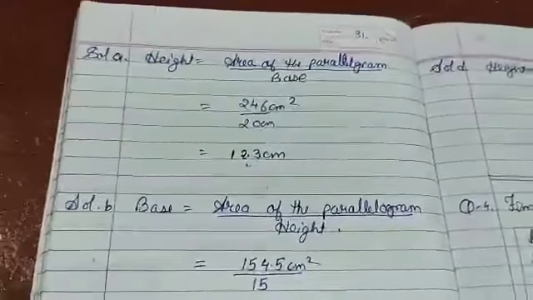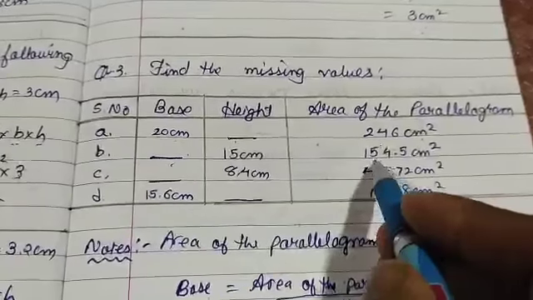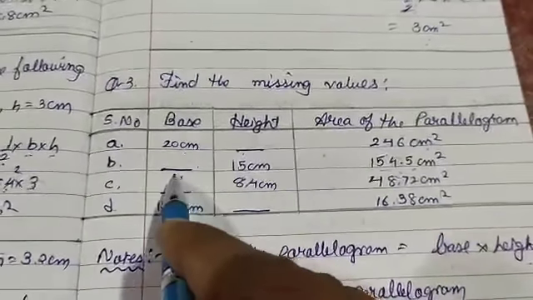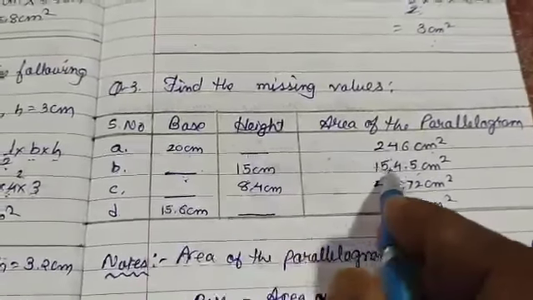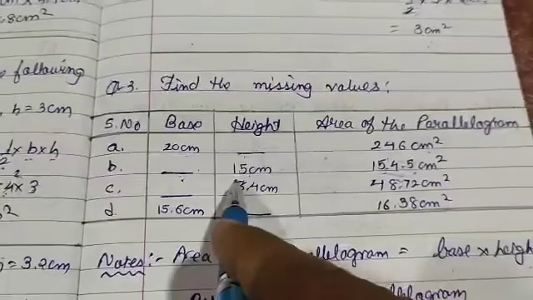Now the next one, here base is missing, and area is given 154.5 and the height is given 15 centimeter. So we have to find base. So what will be the formula? Base equals to area of parallelogram divided by height. The 154.5 divided by 15.